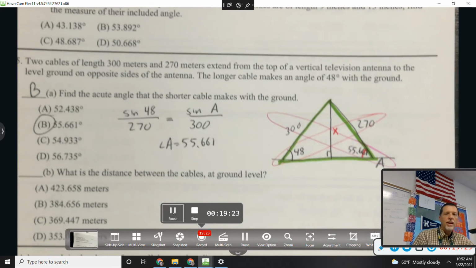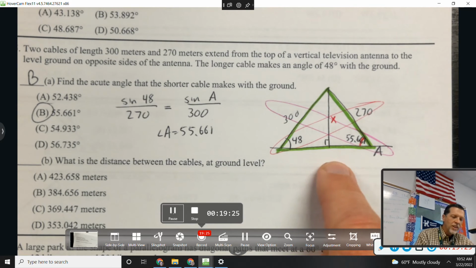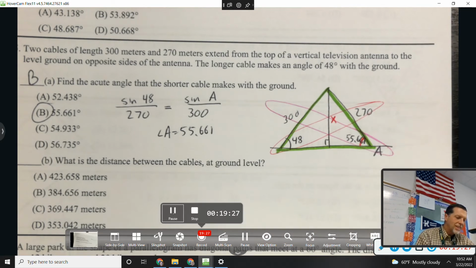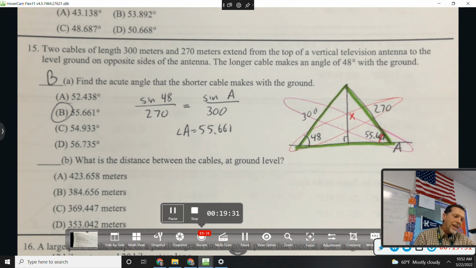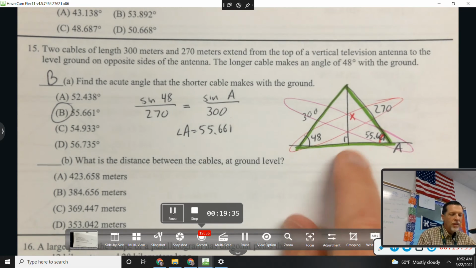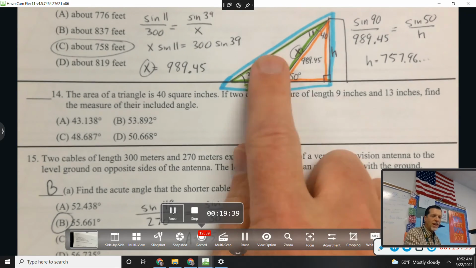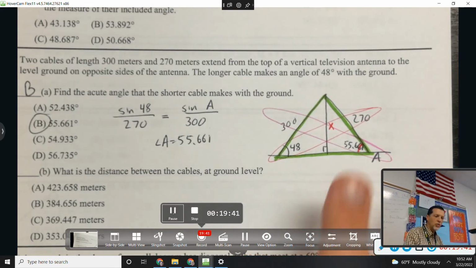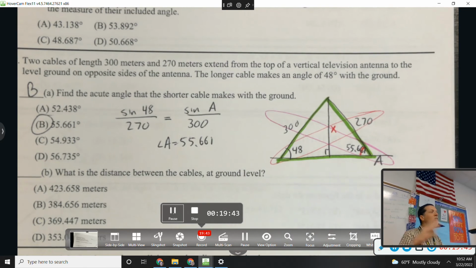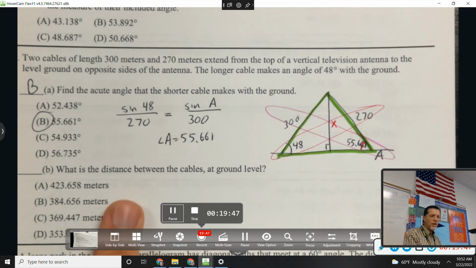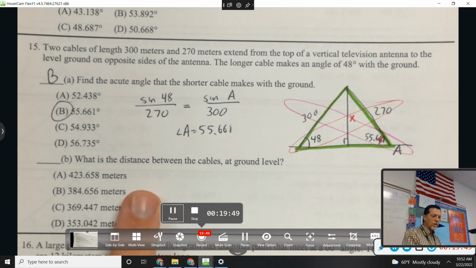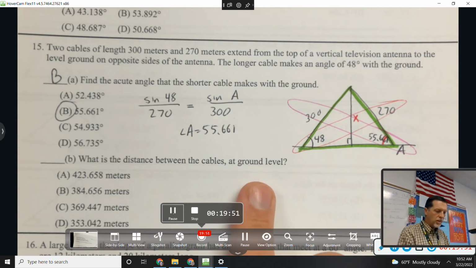As opposed to this one, when we draw the triangle, it's like, oh, wait a minute, we got what we need to use law of sines. So that's the trick with these multiple triangles. Sometimes it helps to go one piece at a time. Sometimes it helps to just zoom out and say, wait a minute, I can just use the big triangle and find what I need. When you get to part B of this question, what is the distance between the cables at ground level?